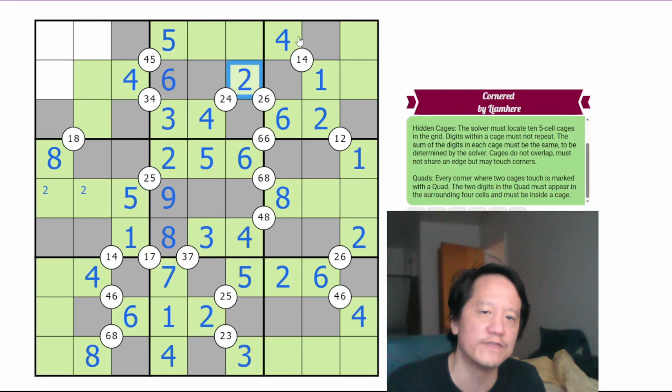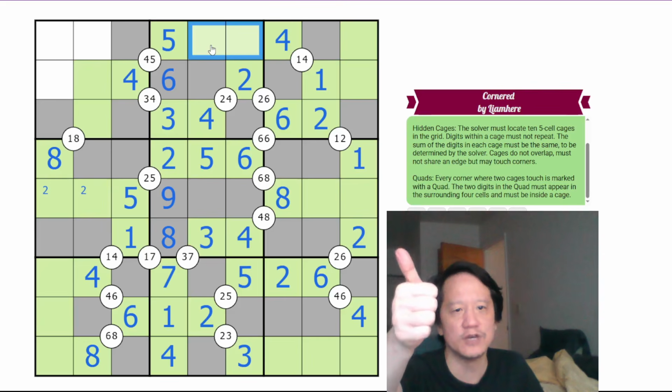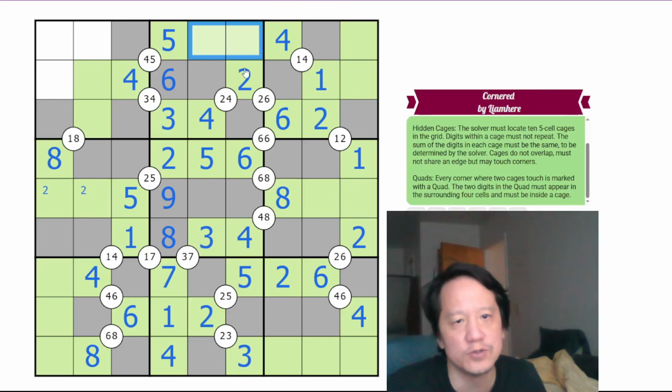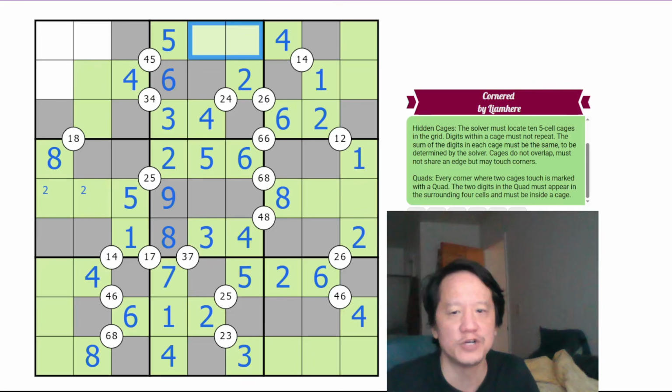Minus 2, 4, and 5 is 11, so these two add up to 9. You can't have 2, 7. You can't have 3, 6 because of 2 and 3 in the box, and you can't have 4, 5 because of 4, 5 in the row, so this must be 1 and 8 as a pair.